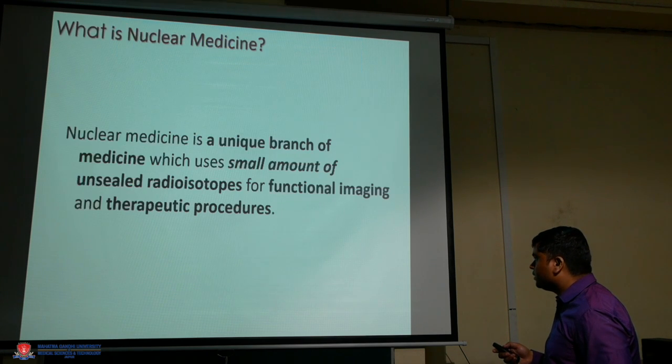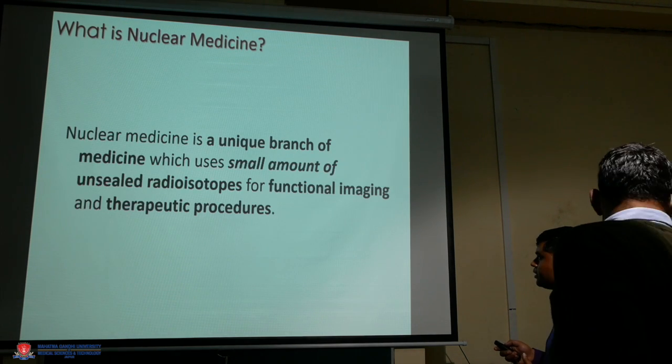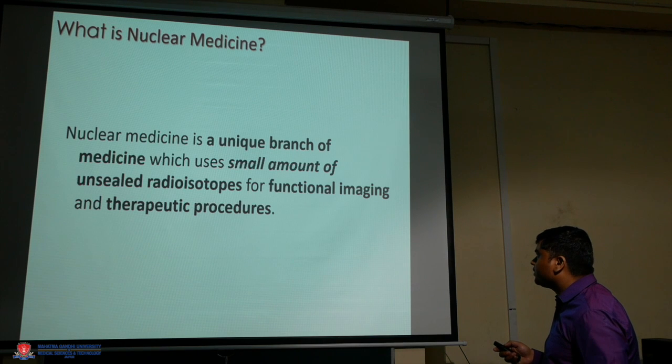I am Assistant Professor in Mahatma Gandhi Medical College and Hospital, Jaipur, and today I am presenting the principle of PET-CT. Before discussing PET-CT, we will discuss nuclear medicine. Nuclear medicine is a unique branch of medicine which uses small amounts of unsealed radioisotopes for functional imaging as well as therapeutic purposes.